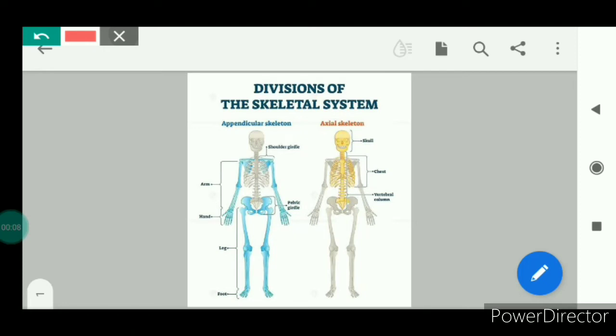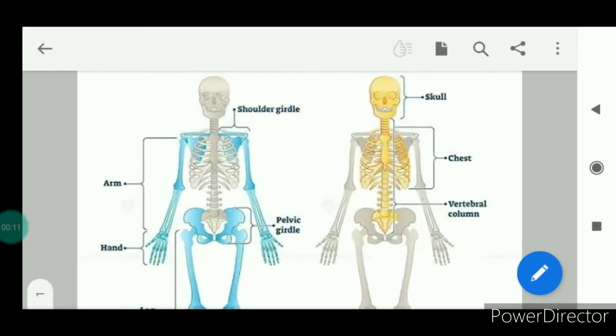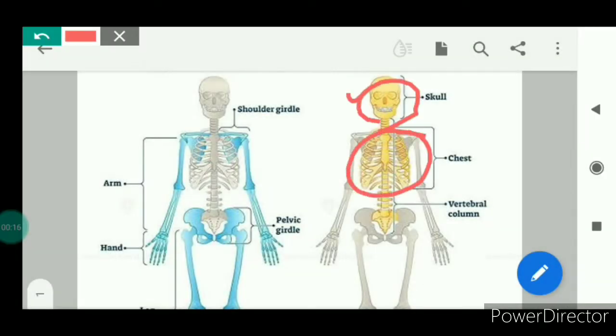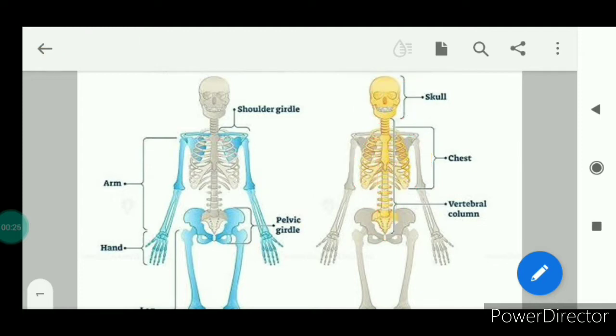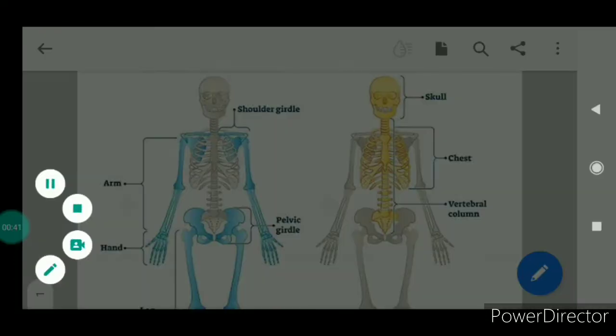Now we will study the axial skeleton and appendicular skeleton with the help of these figures. Let me zoom it. If we talk about the axial skeleton, you can see it consists of skull, chest and the vertebral column. This is the vertebral column, also known as the backbone, present at the back. So this is the axial skeletal system, and this is the appendicular skeletal system. The appendicular skeleton consists of shoulder girdle, pelvic girdle, the bones of arms and the bones of legs.